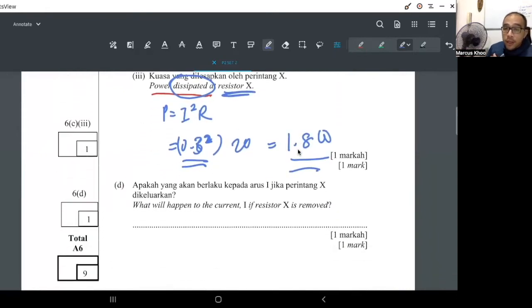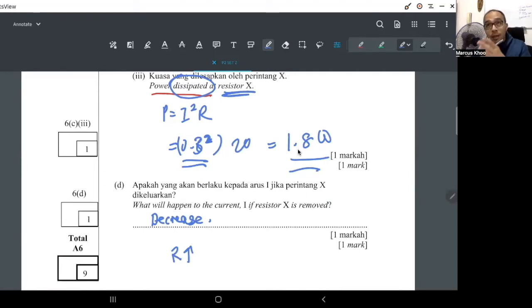So what will happen to the current if the resistor X is removed? Will the current increase or decrease? Of course, the current will decrease. Why will the current decrease? Because the total resistance has already increased.